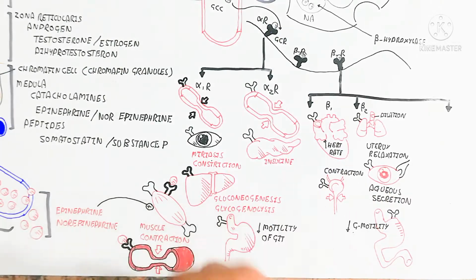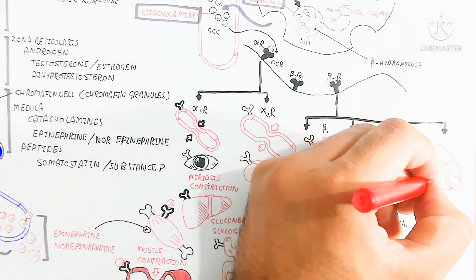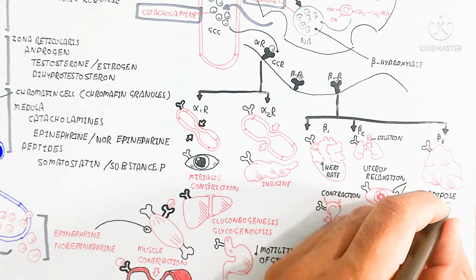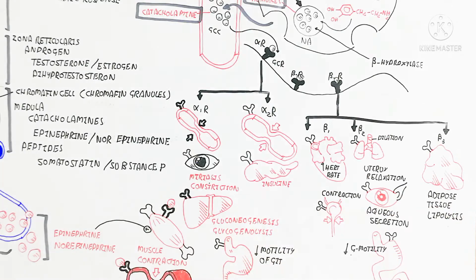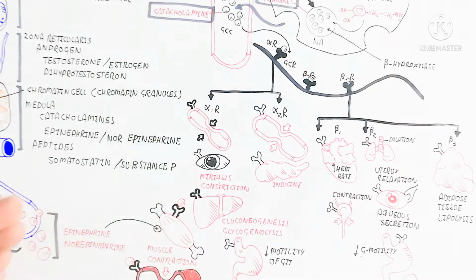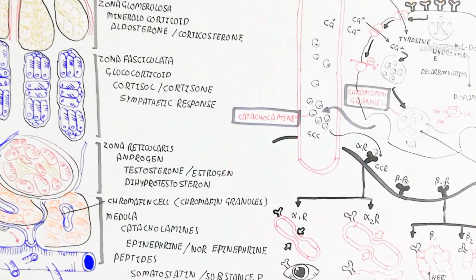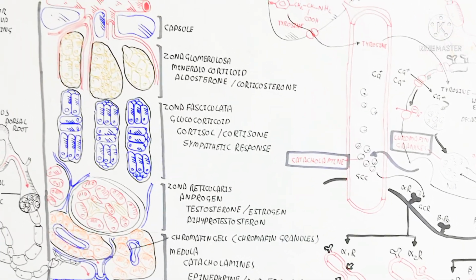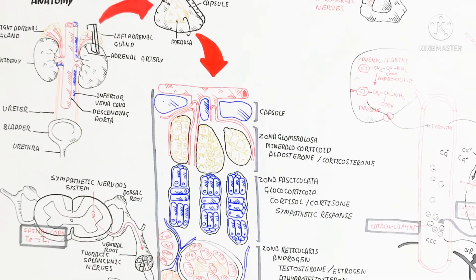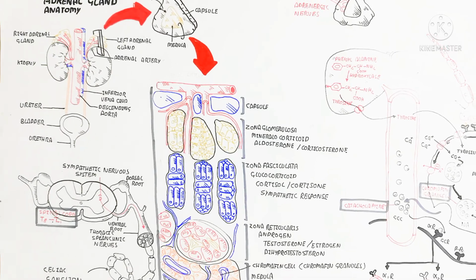Beta 2 and beta 1 were as described, but beta 3 is used for lipolysis in the adipose tissue. Increased lipolysis will lead to gluconeogenesis, increased fatty acids, as well as increased ketone bodies. That is the quick response of the sympathetic nervous system. I hope this makes sense. I have discussed the adrenal gland anatomy and physiology and its cell origin, medulla and cortex.